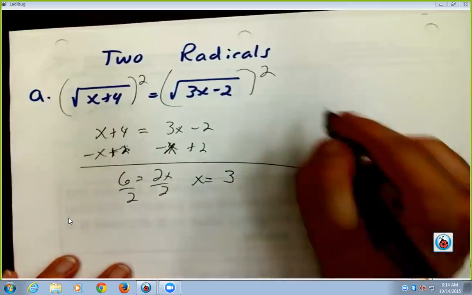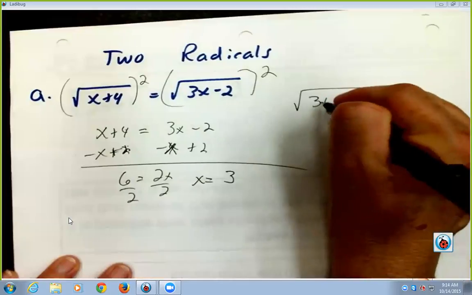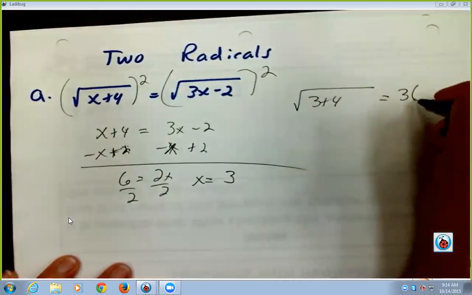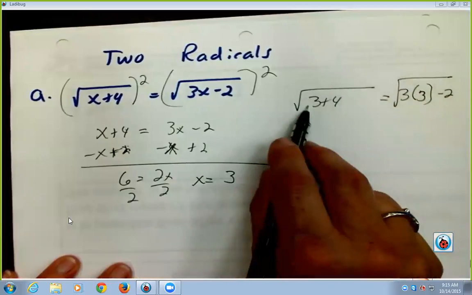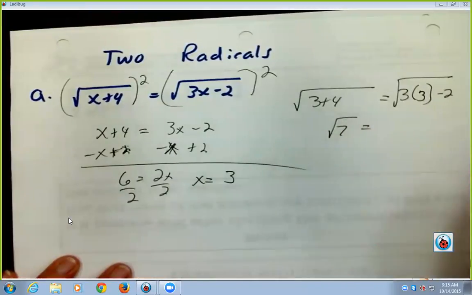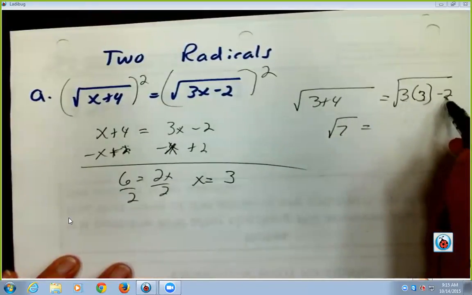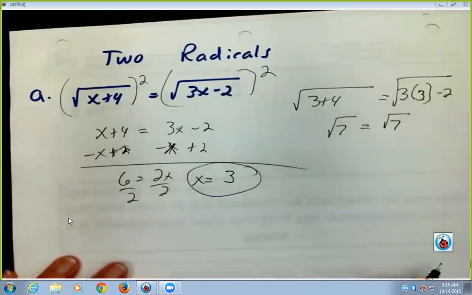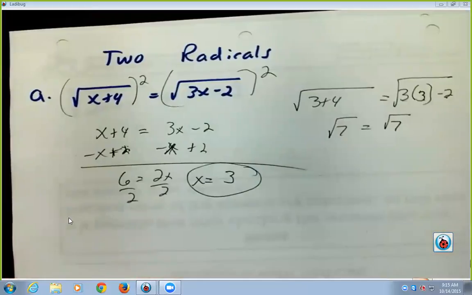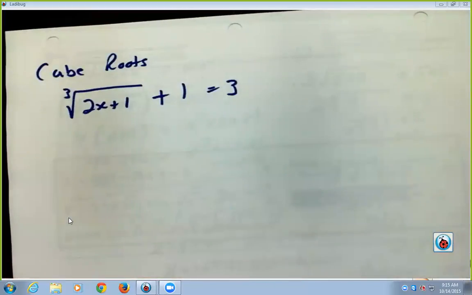Is it true? So 3 plus 4, is that equal to 3 times 3 minus 2? 3 plus 4 is square root of 7. 3 times 3 is 9. 9 minus 2 is also square root of 7. So we could type it in as a solution. So it can be your solution to that equation. So it does work. If you want, you can stick it in there and make sure that it works.